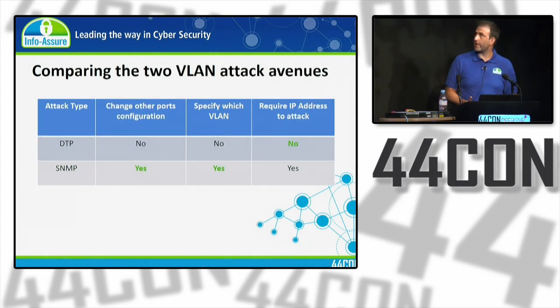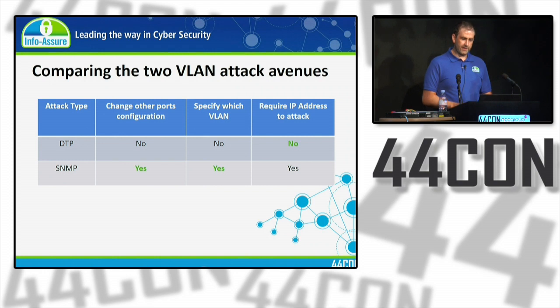So just quickly comparing the two VLAN attacks: the traditional DTP attack and using SNMP. So with DTP attacks, you don't need an IP address on the attacker system. So on your laptop, you don't need an IP address. It's completely layer 2. You just run a DTP attack, and it works. This is the traditional attack method. The issue with this is, if DTP is off or in a different mode, it won't work. So you'll just say VLAN hopping is not possible, and that's it.